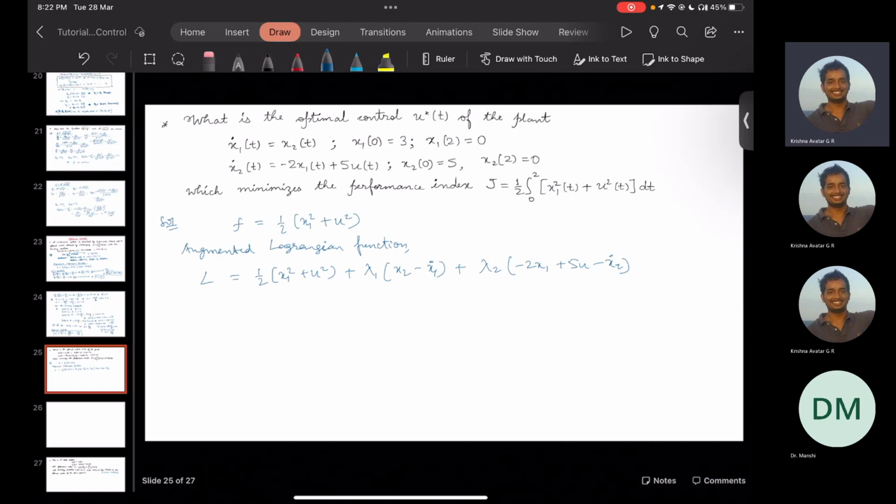Okay, so we have how many variables? x1, x2, and lambda 1, lambda 2, so 4, and u, so 5 we have. So let's determine our Euler-Lagrange equations. First of all, let's start with d by dt of del L by del x1 dot minus del L by del x1 is equal to 0. So this implies that we'll have d by dt of minus lambda 1 and minus x1 and minus 2 lambda 2.